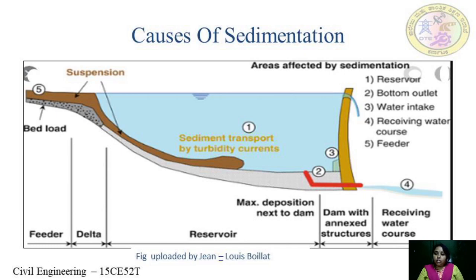So you can see in the figure the bottom outlet, the second one, where the maximum deposit takes place, and also the third part, which has a water intake. Slowly the deposit has increased there also, and then you can see the receiving water course. So this is how sedimentation occurs in the reservoir.